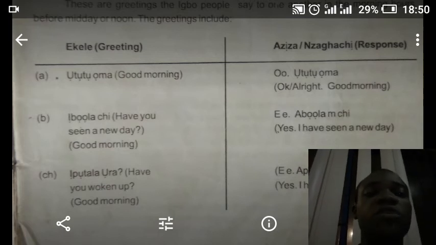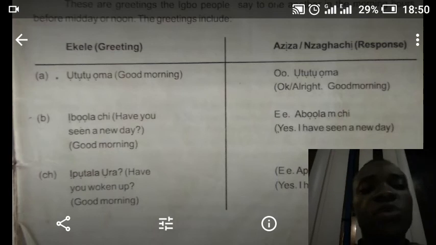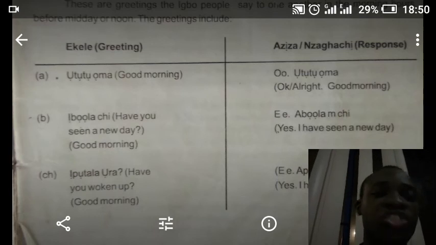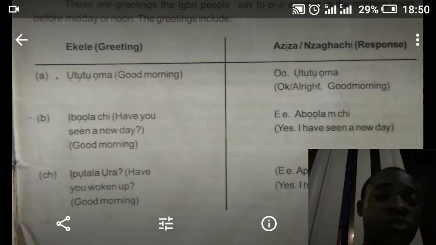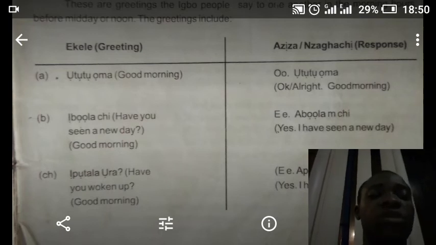If you don't want to greet somebody using that way, you can also say ibola chi. That means have you seen a new day? We do that, ibola chi. The response the person will give you is eh, or you can say abolam chi, just like that. Abolam chi. You can see the translations in English.